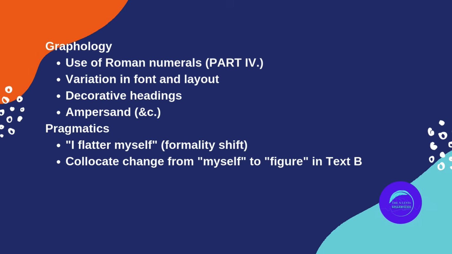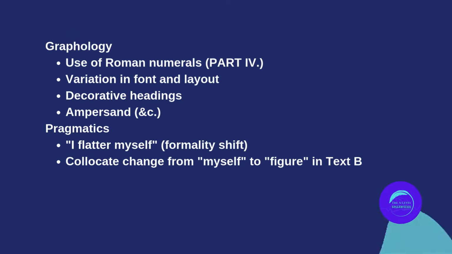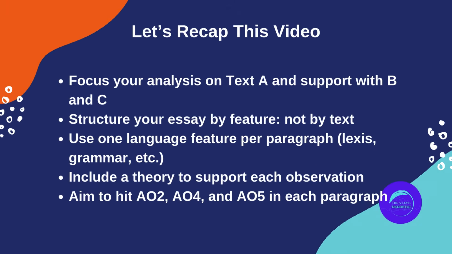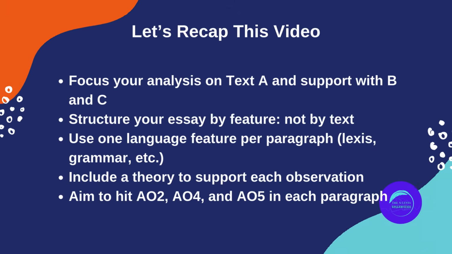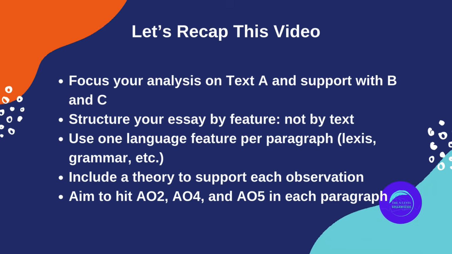So how do you turn those features into a strong essay? Here's your formula. Start each paragraph with a specific observation from text A. Then bring in evidence from text B or C to support or contrast it. Finally, explain the change using a relevant linguistic theory. That's where you hit AO4.